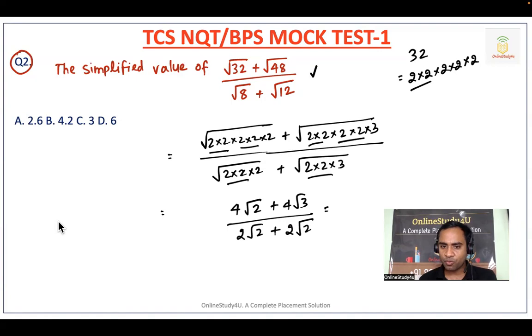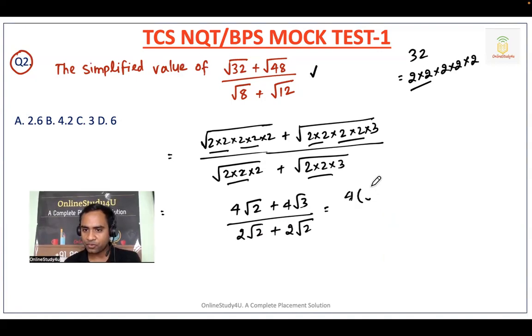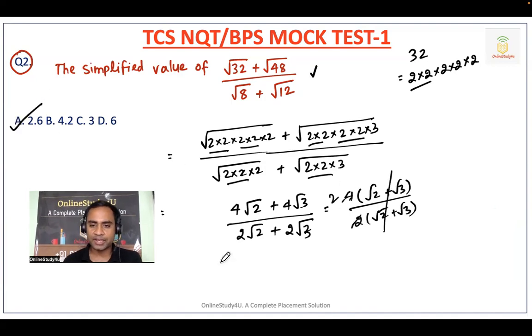Now you see, so what I will do, I will take 4 common from here. So square root of 2 plus square root of 3. And now if I take 2 common here, square root of 2 plus square root of 3, right? So this is cancelled, the 2 2s are cancelled. So basically 2 will be the correct answer, right?